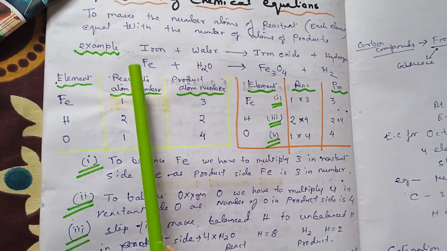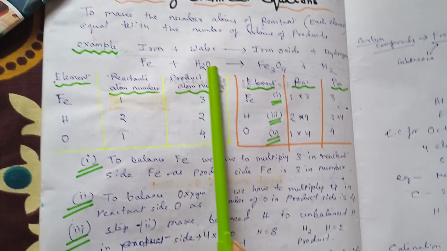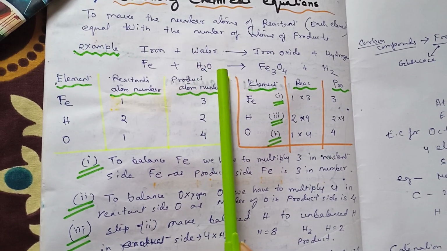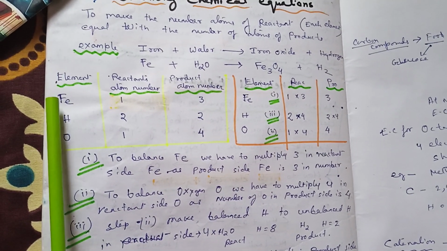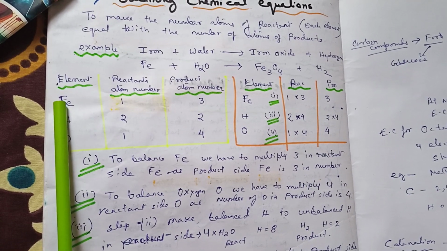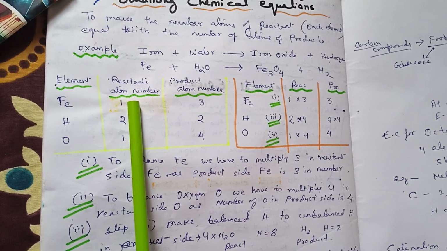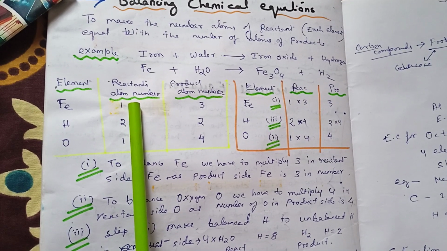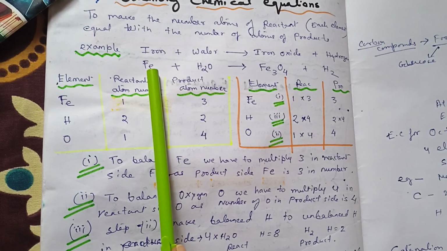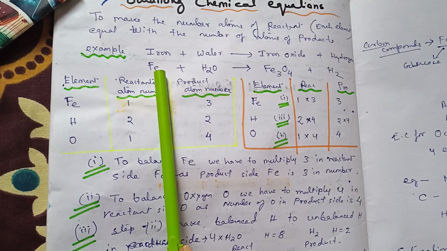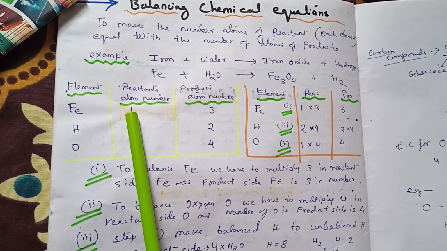Here 3 elements are present: Fe, iron, H, hydrogen, and O, oxygen. So in the first column we write the symbols of all the elements: Fe, H and O. In the second column we write the number of atoms of the elements on the reactant side. For Fe, nothing is written with Fe, which means only one atom of Fe is present. On the reactant side we write 1.